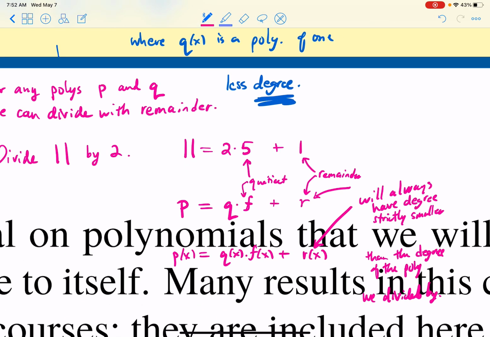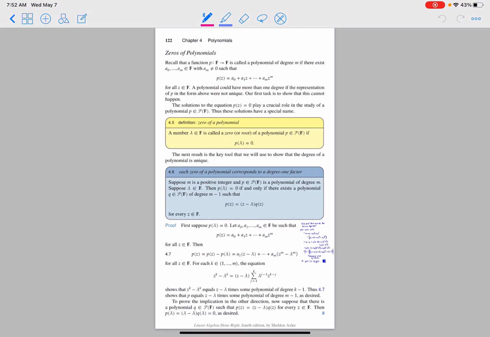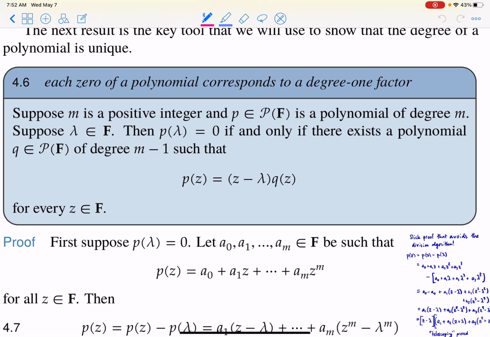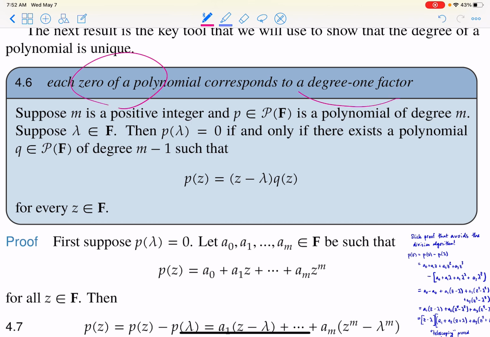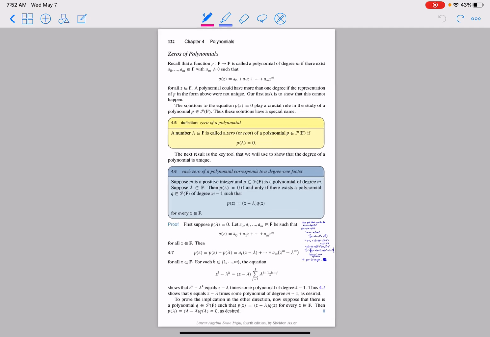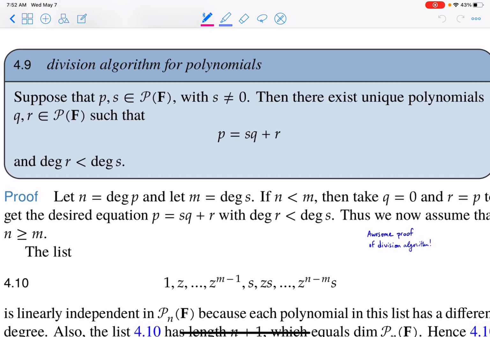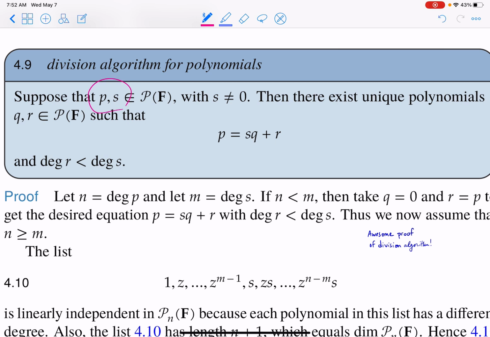Obviously, for the exact result, let's look in the book. This will be really important. So here's that one about it always factors. Each 0 of a polynomial gives you a degree 1 factor and vice versa. But then our new one here. Suppose p and s are polynomials. s is not 0 because we're going to divide by s. We divide by s, and we get the quotient plus the remainder, where this is really important. Pay attention to this. The remainder has degree strictly less than the thing we divided by, than the degree of that.